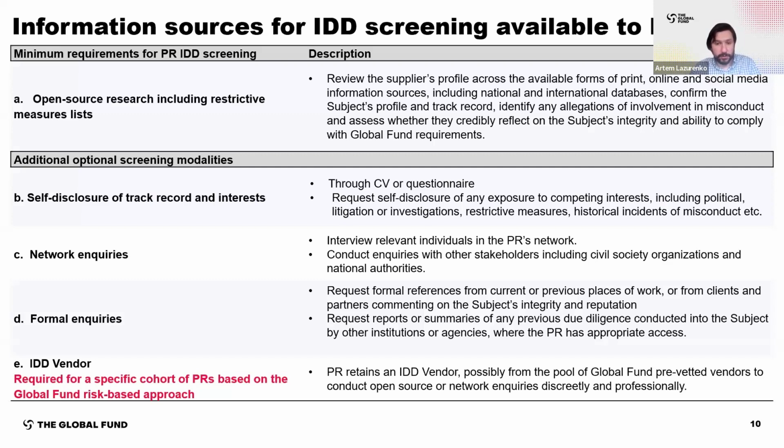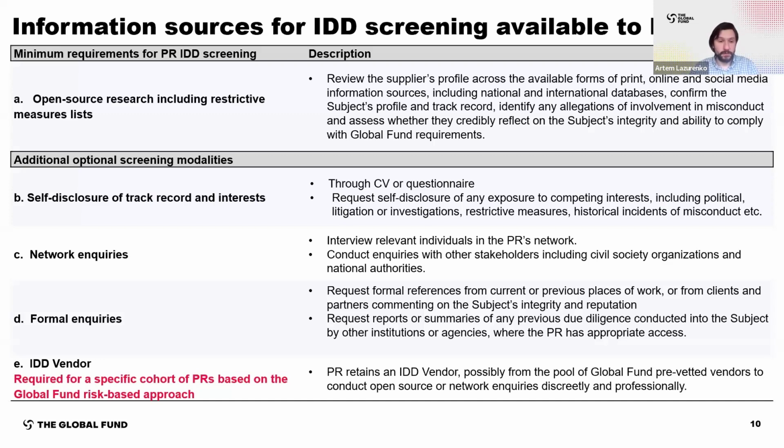Normally, as a part of your procurement or your recruitment, you would already be requesting things like CVs or supplier questionnaires with critical information like ownership and control. And this is also the chance to request self-disclosure of exposure to competing interests. This is critical for conflict of interest management, as well as to disclose any ongoing or past litigation and investigations, confirm that the organization is not subject to restrictive measures, and also describe the historical incidents of misconduct that the counterparty may have faced.